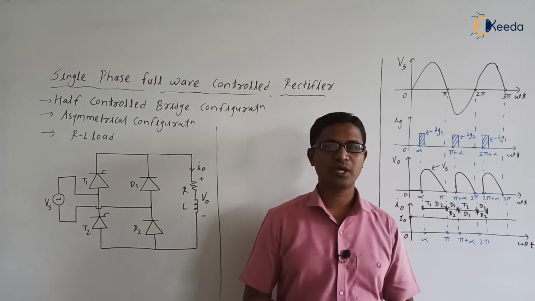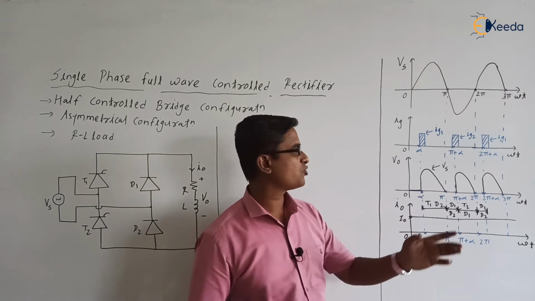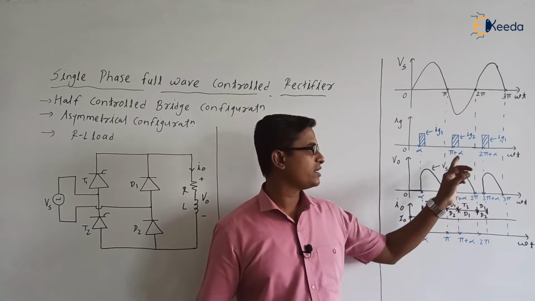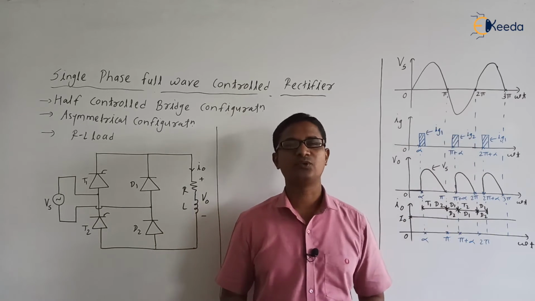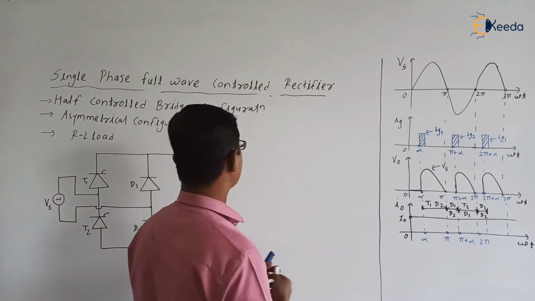And here we have the waveforms. So when Vs is positive, thyristor T1 will be in the forward bias mode, so we have applied the gate signal to thyristor T1. When Vs is negative, the gate signal will be applied to thyristor T2, and similarly for the remaining cycles. Next, let us discuss the circuit operation.